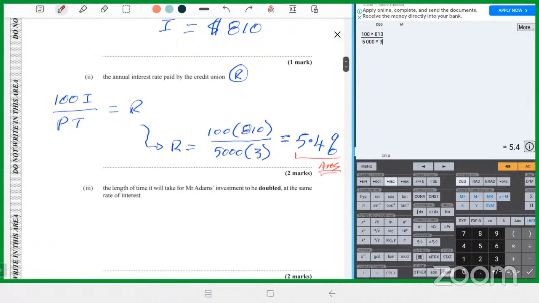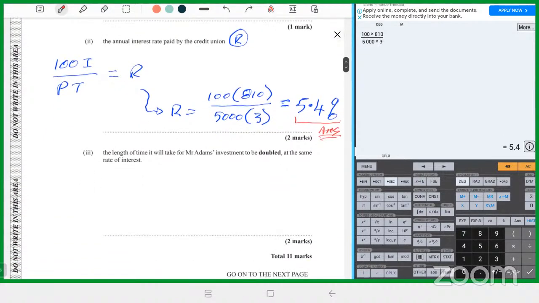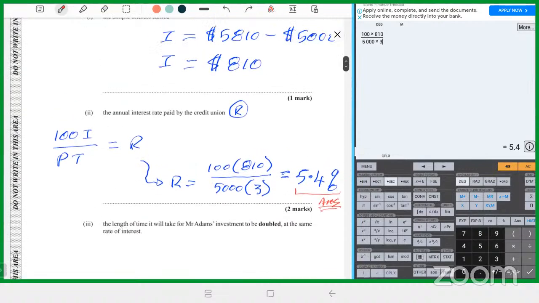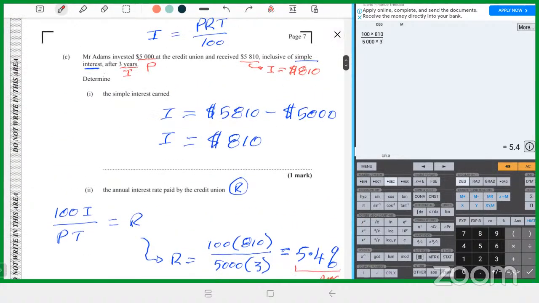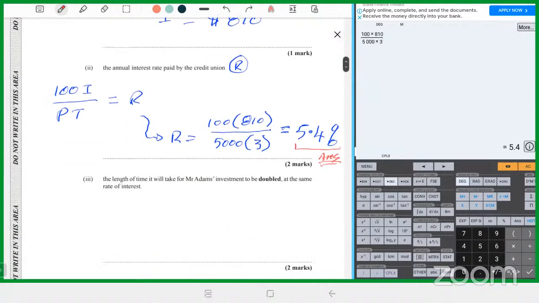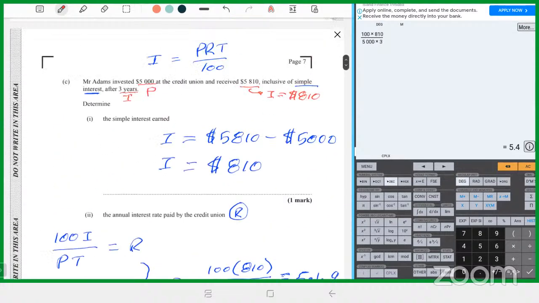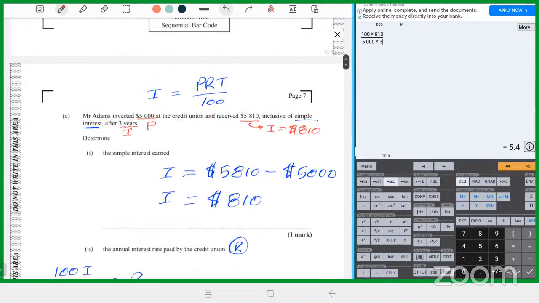All right. This question says now we have to calculate. All of this is to determine, right? We are determining all these things. The next thing we want to determine is the length of time. So this question is asking us for a t value. So we're now trying to find a t value. All right, so it means that we're going to have to transpose the formula to make t the subject.